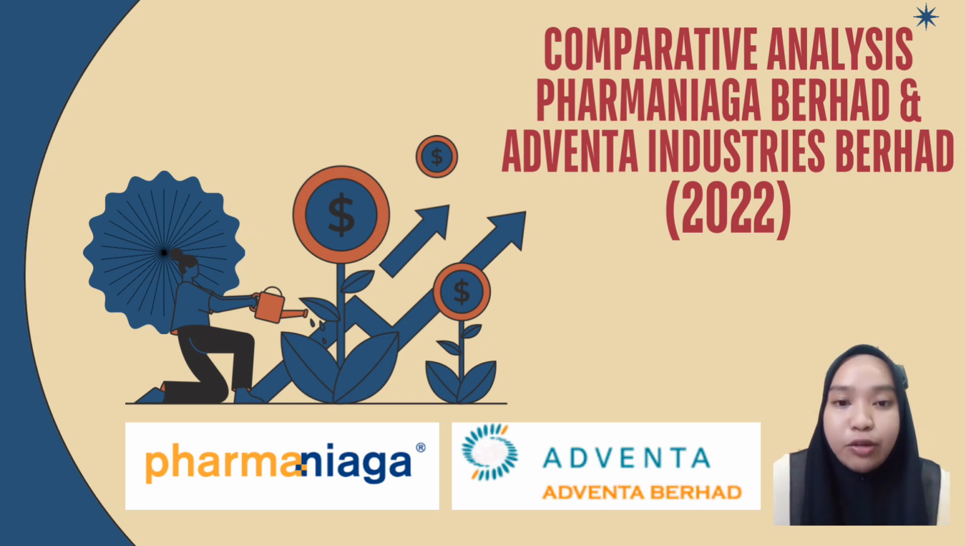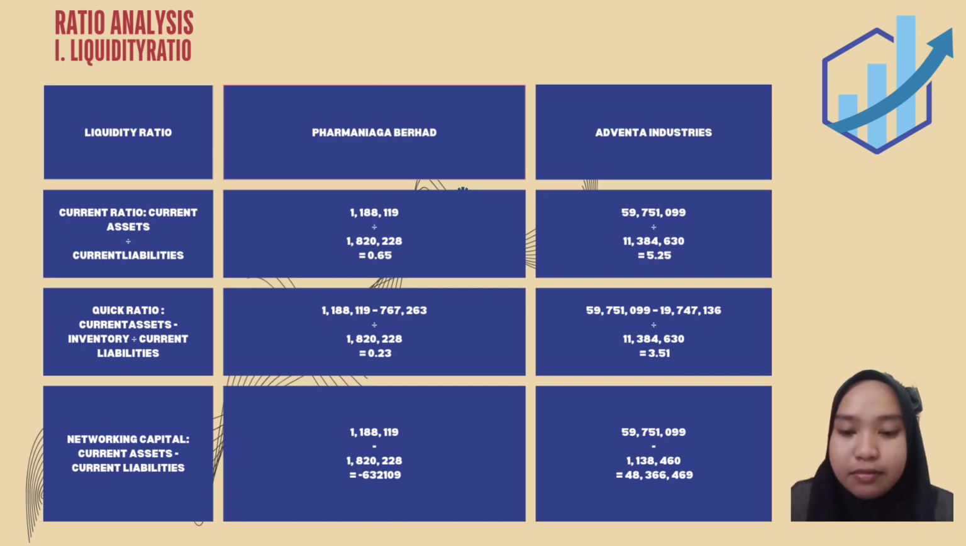I would like to present about comparative analysis of Niaga Berhad and Avanta Industries Berhad for year 2022. Ratio analysis, liquidity ratio, current ratio. Current ratio for Niaga Berhad was 0.65, increased to 5.25 for Avanta Industries Berhad. Quick ratio for Niaga Berhad was 0.23, increased to 3.51 for Avanta Industries Berhad.